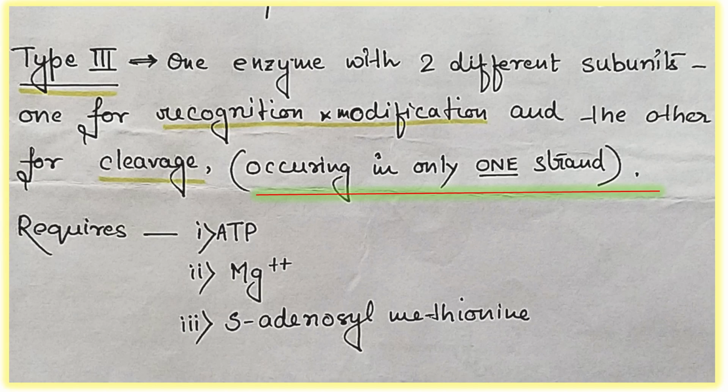Now we'll finally move on to the third type. Restriction endonuclease type 3 is one enzyme with two different subunits, one for recognition and modification and the other for cleavage. This cleavage occurs in only one strand. It requires ATP hydrolysis for its function, magnesium ions, and S-adenosylmethionine. So this is a brief account of the three restriction endonucleases that are widely studied.